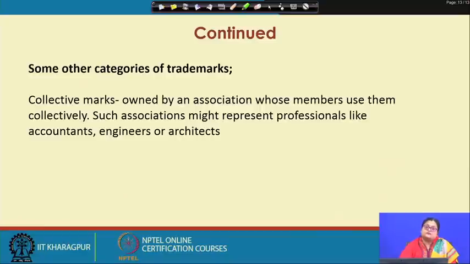What are some other categories of trademarks? Collective marks. It is owned by an association whose members use them collectively. Such associations might represent professionals like accountants, engineers or architects. Everyone has their own symbol which speaks of certain things and certain values, like vision and mission, and it is represented by that picture or trademark, and it defines clearly in the mind of the customers what to expect from these organizations based on the trademark.